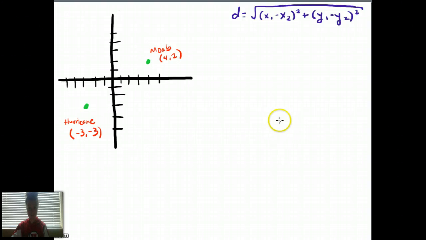Hello, students. Those of you who are interested in seeing how the distance formula works or how you can find the distance between 2 points, that's exactly what I'm going to cover today, right now in this video.